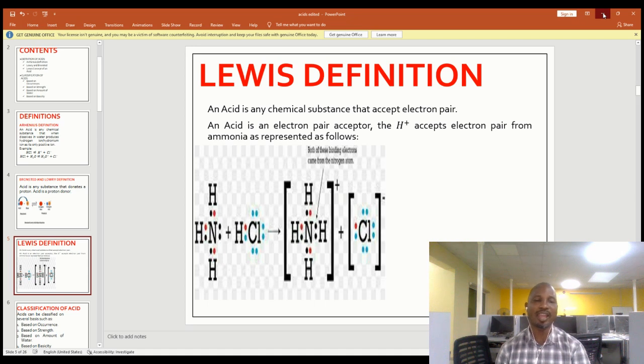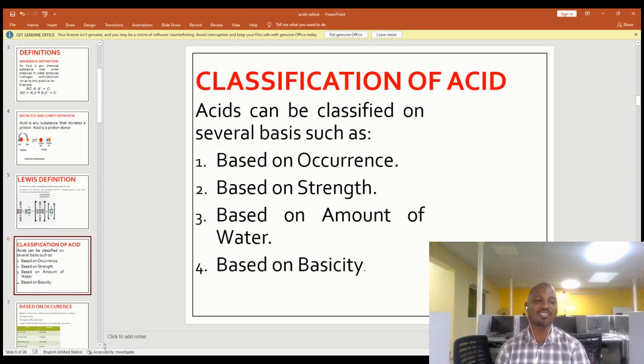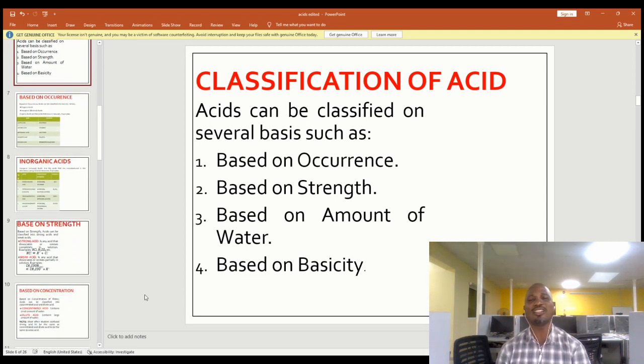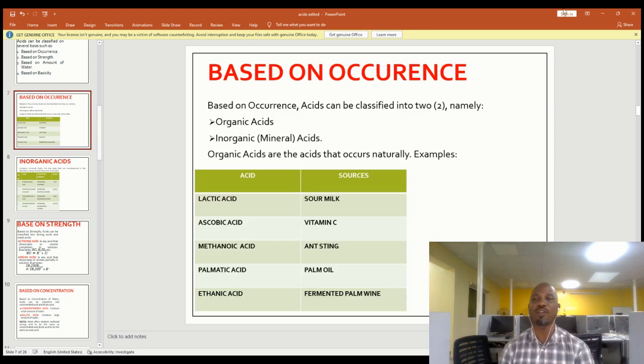The next thing we'll be looking at is classification of acid. Now, how do we classify acid? Now, people have generalities in classification of acid, but I'm going to classify acid based on their occurrence, based on their strength, based on amount of water or concentration, and the last one is based on basicity. Now, let's follow me and see how we can classify acids based on their occurrence.